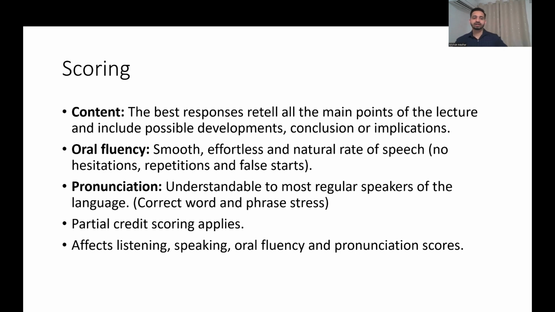In terms of scoring, partial scoring applies. So obviously, if you cover all the content words, you get full marks on content, and you get fewer marks if you don't cover all the main information. And that's the same for oral fluency and pronunciation as well. In terms of communicative skills, you get marks for listening and speaking. And in terms of enabling skills on your scorecard, you will see marks for your oral fluency and pronunciation.